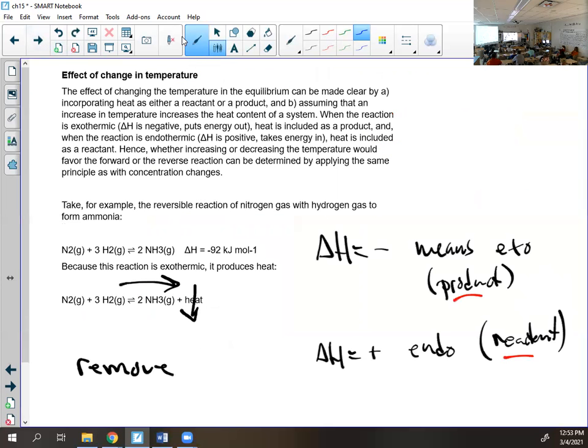Okay, next up, temperature. And these are complicated. Don't try and write every single word, just follow along. The effect of changing the temperature on the equilibrium can be made clear by incorporating heat as either a reactant or product. So that's really important. We need to know where those things would go.